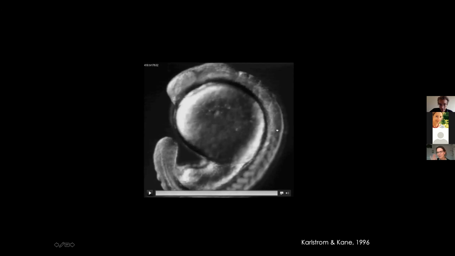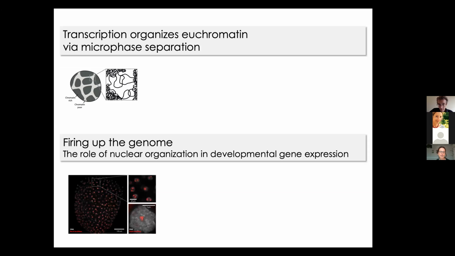So the fish is a wonderful system for many questions, but we're interested mostly in this beginning of transcription and therefore focus on the first couple of hours of fish development. And today I thought I'd tell you 2 stories. The first one is the one that was advertised, which is about the organization of euchromatin and how we think that a process called microphase separation plays a role in this.